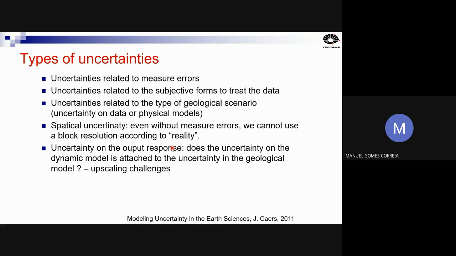You also have the uncertainty on the output response, because as I talked about, we have a geological model, then we need to pass through upscaling. So you lose a lot of information that comes from geological modeling. So you have more uncertainty that is related to the upscaling procedure. We have here an upscaling challenge in order to try to reduce this uncertainty that comes from geological models. So we can have a dynamic model, but normally we have this doubt: is the uncertainty on the dynamic model a proxy to the uncertainty of the geological model? So here we have a kind of upscaling challenge.